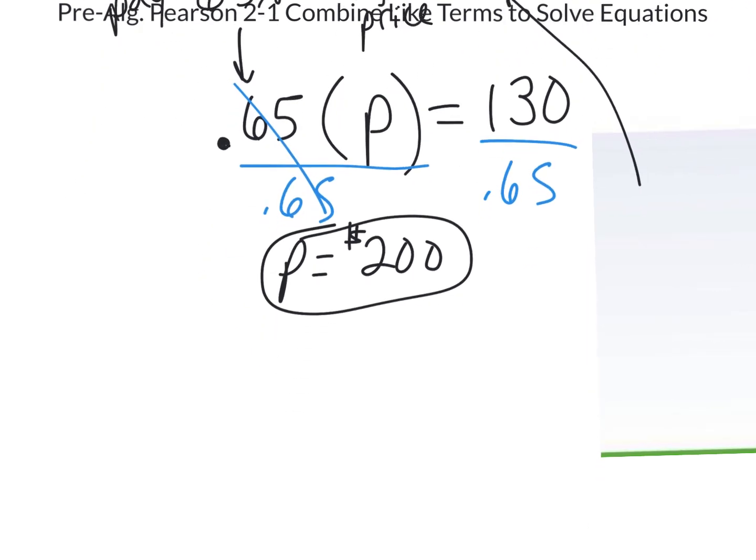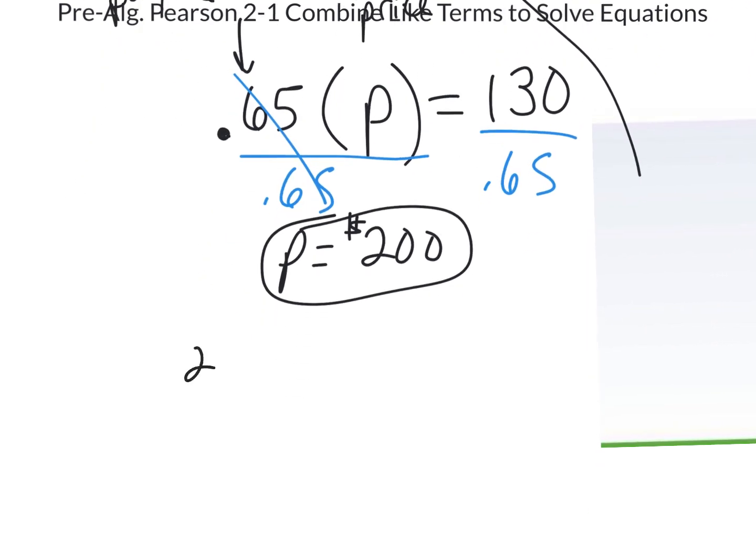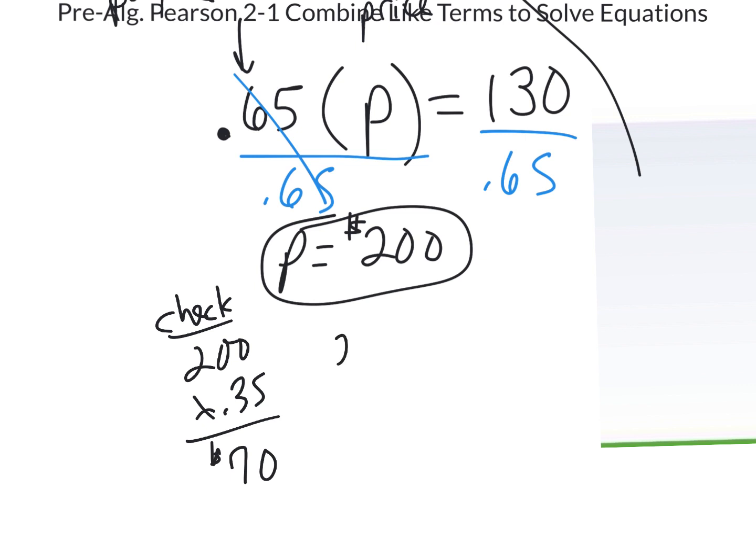A way we could check that is you could figure out what 35% of 200 is. 35% of 200 should be $70. And then you could say it was $200. We take off $70, that's $130. So that works. That means we had the right answer.